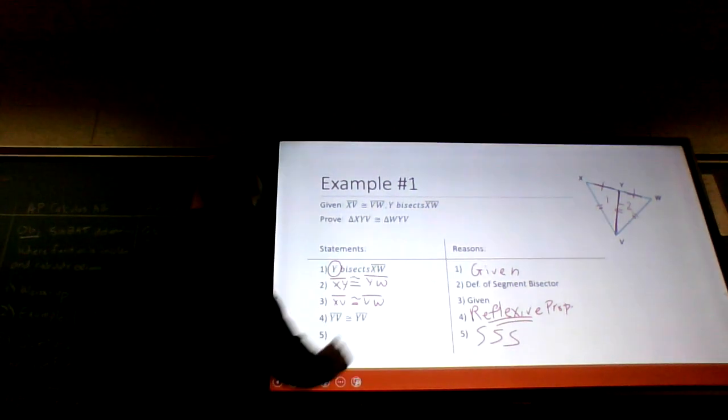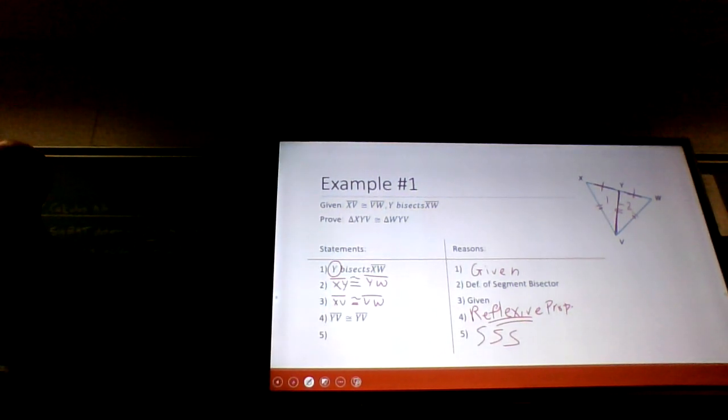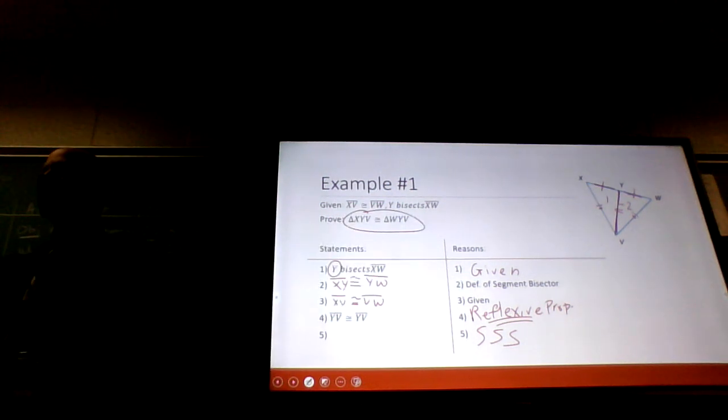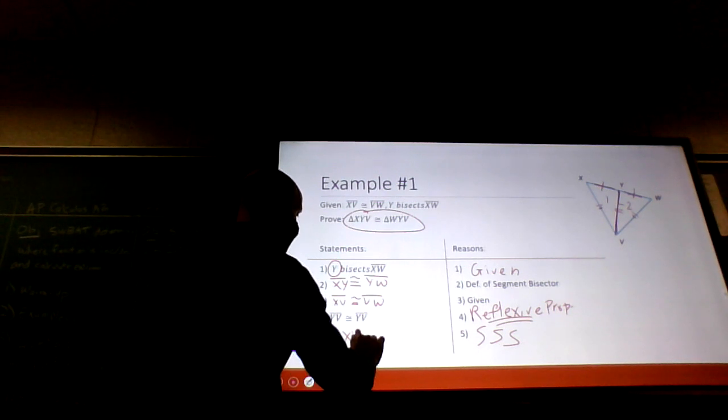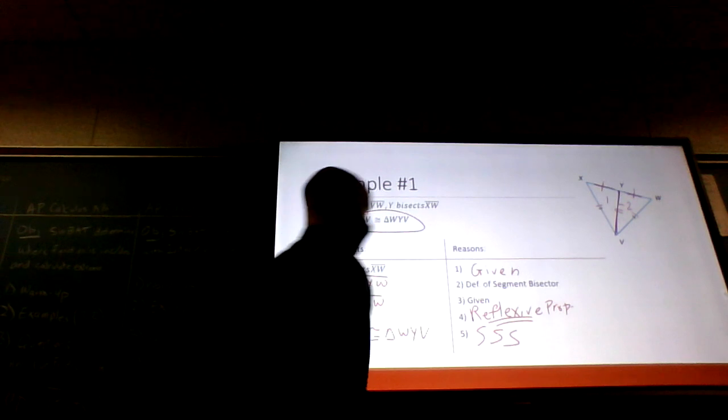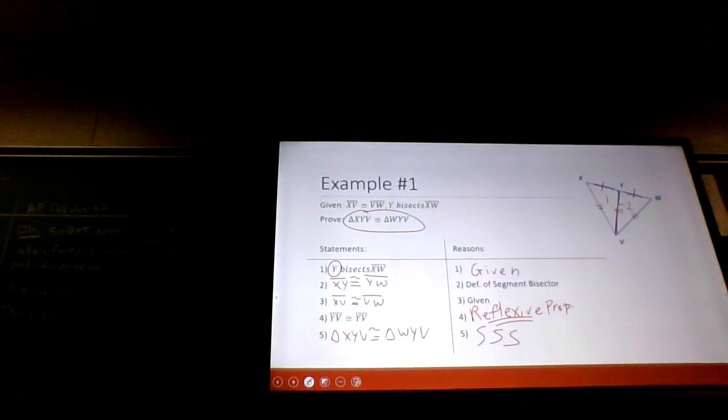Oh, by the way, what's going to have to go over here for the last statement? Whatever it is you're trying to prove is always the last statement. So this is triangle XYV congruent to triangle WYV. Proof is done.